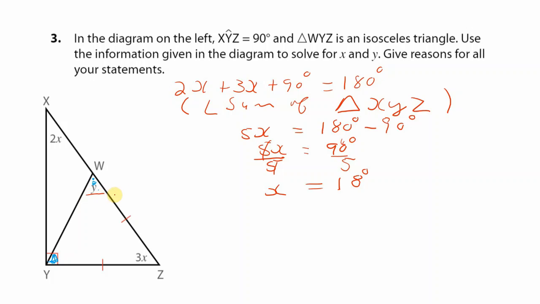Now we still need to solve y. Okay, let's see, what do we have here? We again have the small triangle. If the blue is y here, it means this blue here is also y. So we have two y angles. We know x is 18. So we can say this angle here is in fact 3 times 18. So 3 times 10 is 30. 8 times 3 is 24, so it's 54.